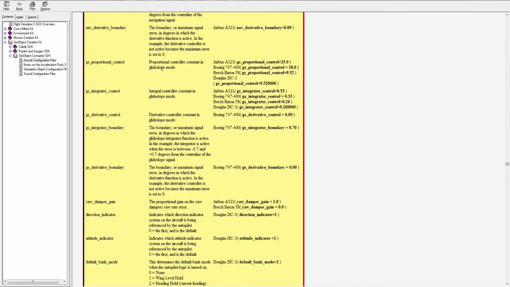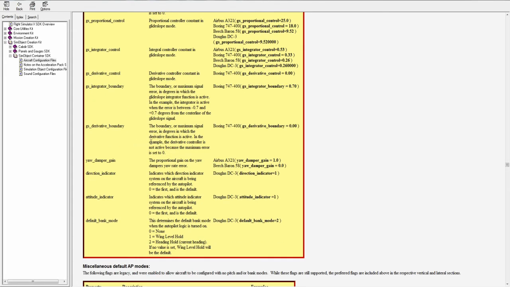The glide slope proportional control is the proportional controller constant in glide slope mode. Glide slope integrator control is the same as above but with the glide slope instead. Yeah, all that's pretty much the same. Yaw dampener gain is the proportional gain on the yaw dampener yaw rate error.